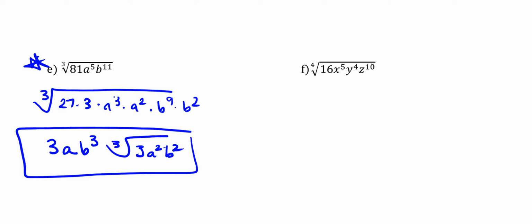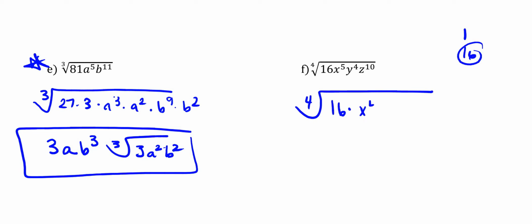Part F is a 4th root, so we have to look at our perfect fourths. So 2 times itself 4 times is 16, and hey, look at that, it's a perfect fourth. So when I look at the fourths, well, 16 stays because I don't have to separate that out. X to the 5th, I can make x to the 4th times x. Y to the 4th, I don't have to change. It's already a perfect fourth. Z to the 10th, I can make z to the 8th times z to the 2nd.